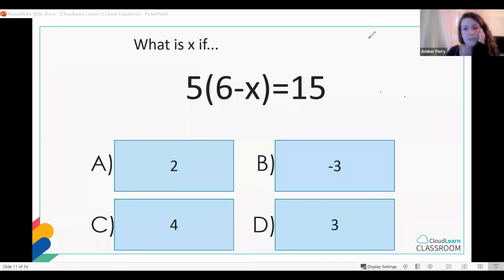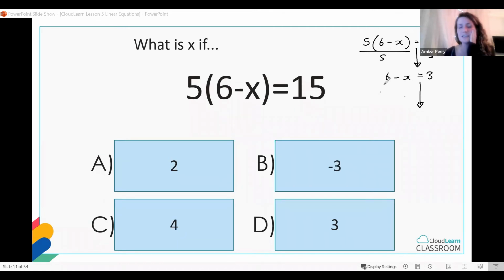So 5 times 6 minus X is equal to 15. Now, the first thing we're going to do is we're going to divide both sides by 5 because we need to remove this 5 here. So we'll have, get rid of the 5 on both sides by dividing. 6 minus X, 15 divided by 5 is 3.